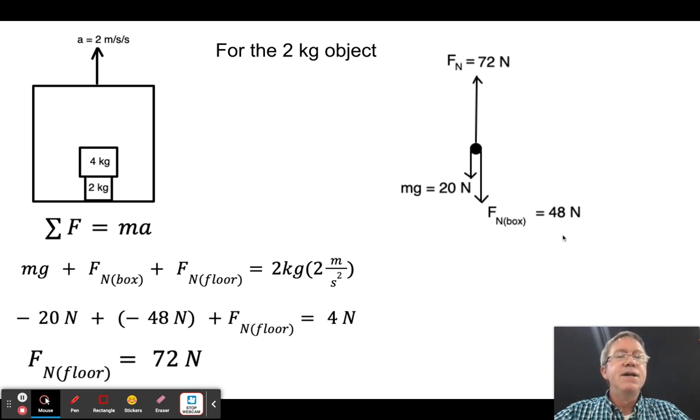There it is. Now the thing is, the sum of the forces is going to cause the 2 kilogram mass to accelerate at 2. So the sum of the forces, mg down, the normal force of the box, and the normal force of the floor are all going to sum up to make 2 kilograms accelerate at 2. So I got 4 newtons here. I've got negative 20, that's the downward direction from mg. I've got negative 48, that's the downward direction caused by the normal force between the two boxes. And that leaves me just to find the floor. So when I say 4 plus 48 plus 20, I get 72 newtons of upward force.